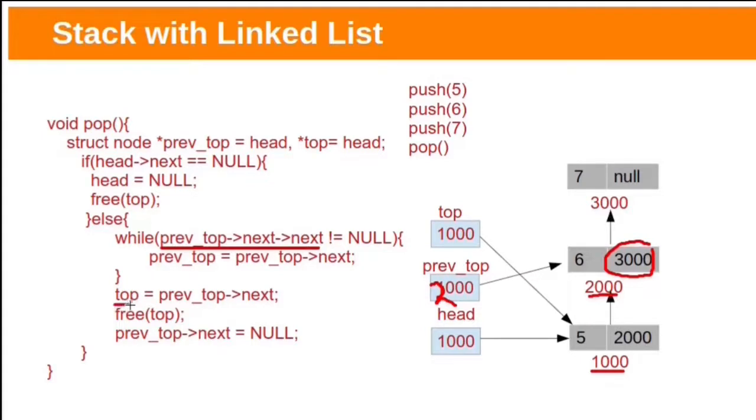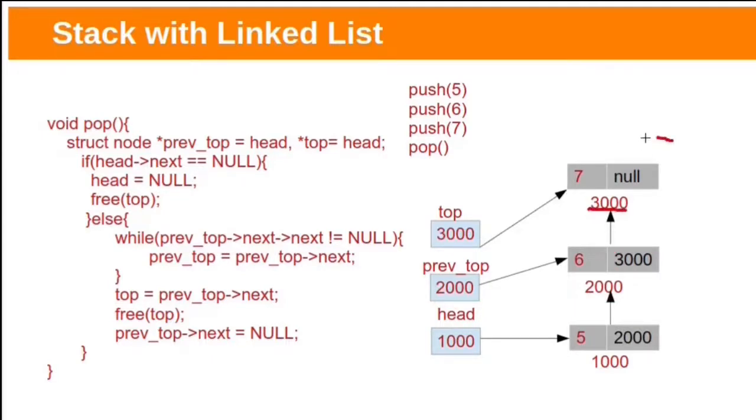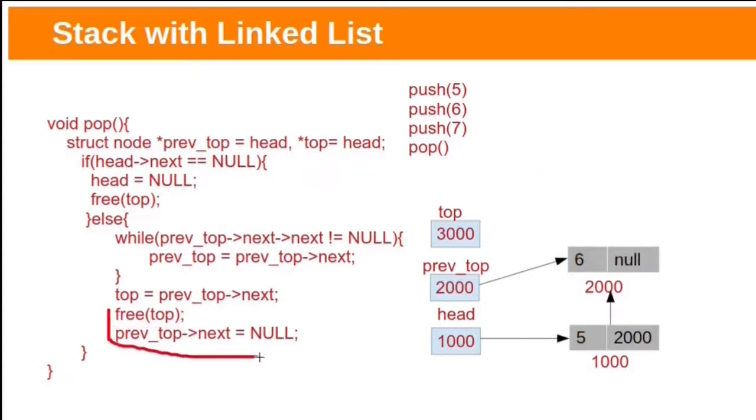We need to update top. Previously it was 1000, pointing to the starting node. That will be updated with previous top next. This is the previous top now and its next is 3000. So top will contain the address 3000 now. Top will be pointing to this last node. We identified this top element. We need to delete it from the stack because we dynamically allocated memory. So we need to free that memory with the free function and we need to set this link value to null. After these two statements, our stack would be something like this.